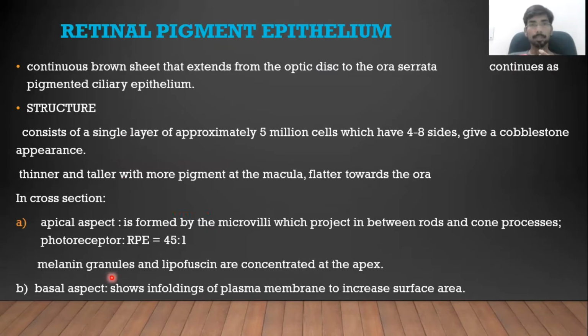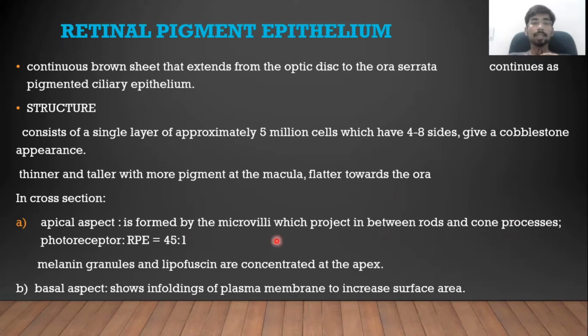Retinal pigment epithelium: it is a continuous brown sheet that extends from the optic disc to the ora serrata. At the ora serrata, it continues as the pigmented ciliary epithelium. It consists of a single layer of approximately 5 million cells which have 4 to 8 sides, giving a cobblestone appearance, thinner and taller with more pigment at the macula and flatter towards the ora.